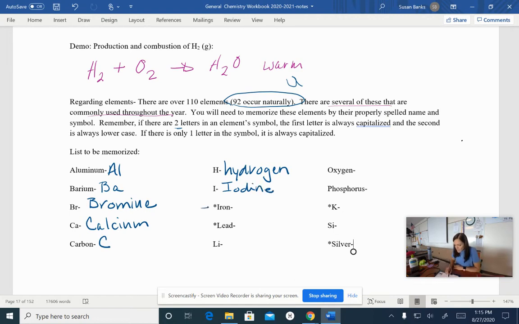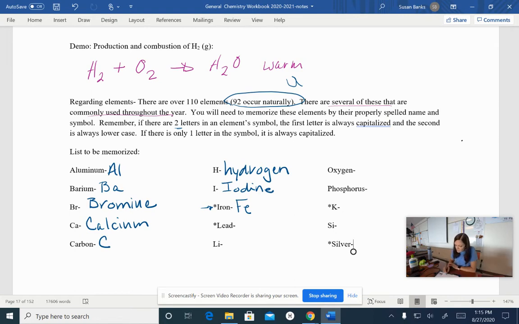Iron. Do you see that little asterisk here? That asterisk tells me that this is not an English-based name. This is a Latin-based name. Iron comes from the Latin, which is ferrous. So we use the symbol Fe. Ferrous in Latin means iron. So why do you think a Ferris wheel is called a Ferris wheel? Maybe because they're made out of steel, which is mostly iron.